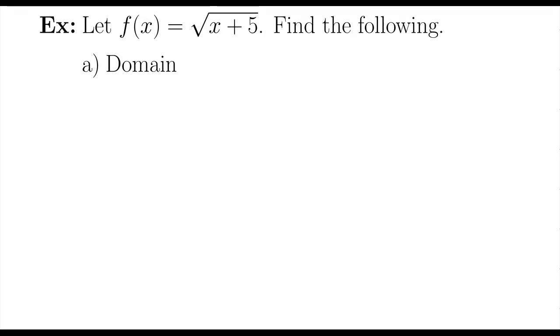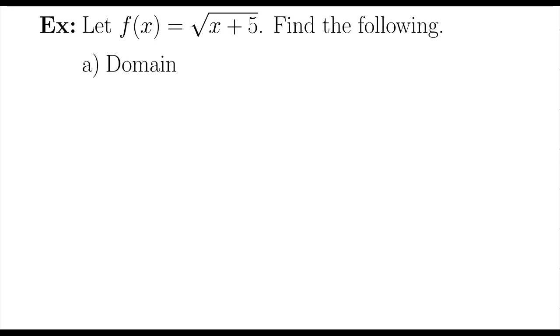Let's find the domain of the radical function f of x equals the square root of x plus 5. When finding the domain of a radical function, we need to make sure that we are not taking the square root of a negative number. We want to find all the x values where we don't have a negative under the square root, because that would give us an imaginary number. That's what we want to avoid.